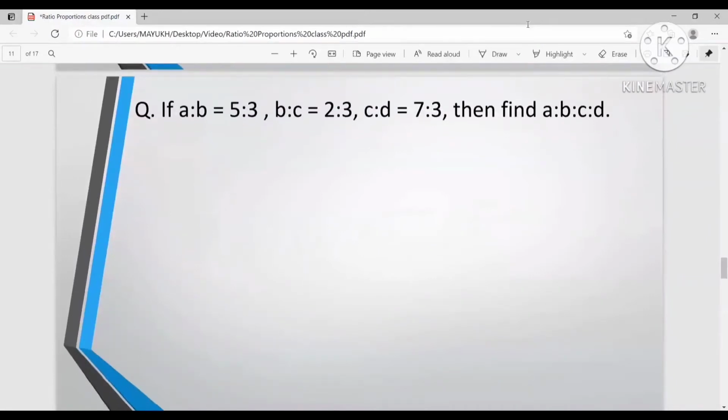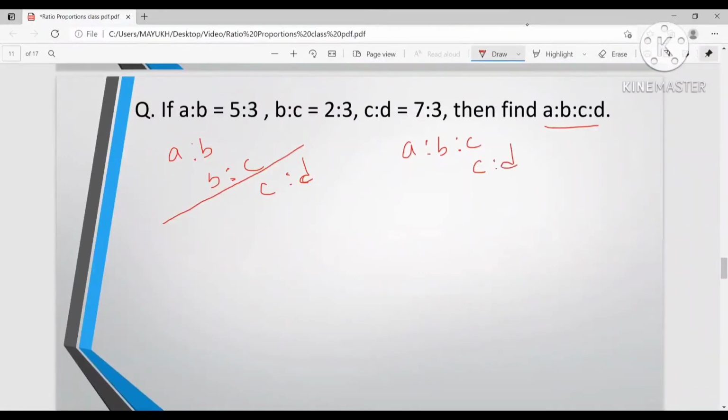Similarly, if we see there are 4 terms here, A, B, C, D. No problem. Simple. A is to B, B is to C, and C is to D. See, if I try to do all this in one shot, it is so cumbersome. So I'll split it into 2 parts. First I'll do A is to B is to C, and then I'll do C is to D. Okay, let's go. We'll do A is to B is to C first. To get A is to B is to C, we need 5 is to 3 and 2 is to 3. Correct.